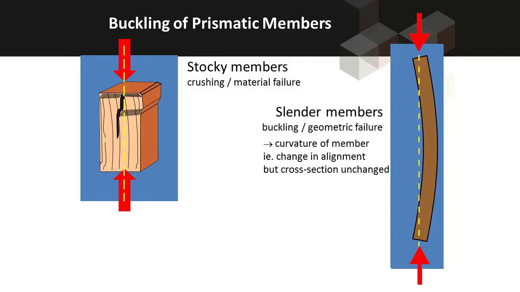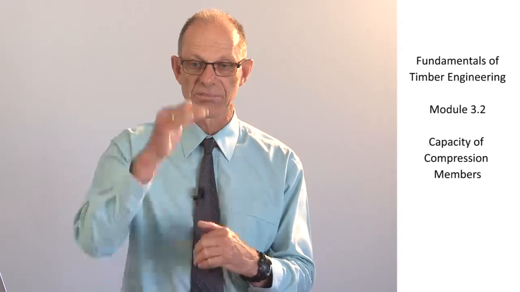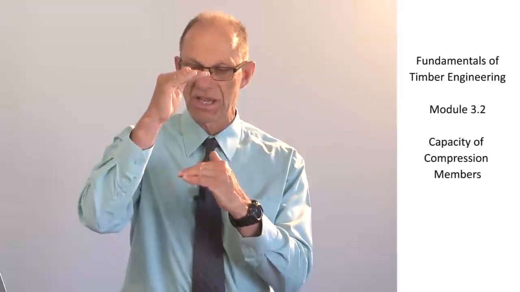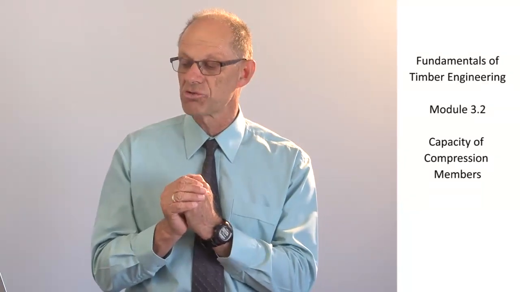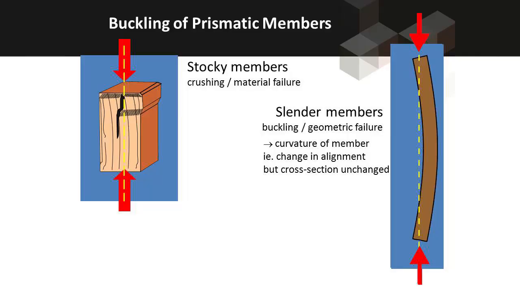The first one is failure of stocky members, where the material actually crushes as the load is applied. If you look at that animation, you can see where the material is crushed, and you can see that the centre line of the member remains straight, so that the member has simply shortened as individual fibres in the member have crushed. The second mode of failure is more associated with slender members.